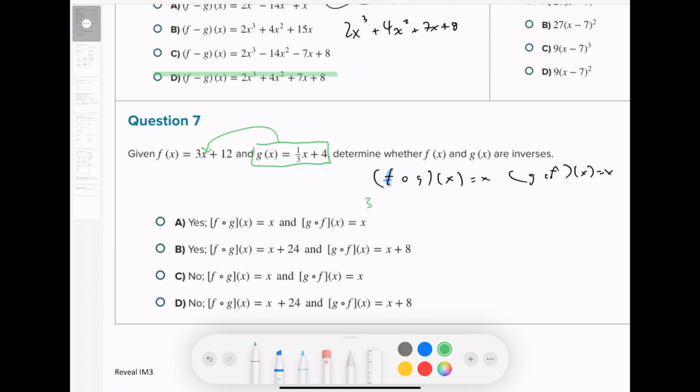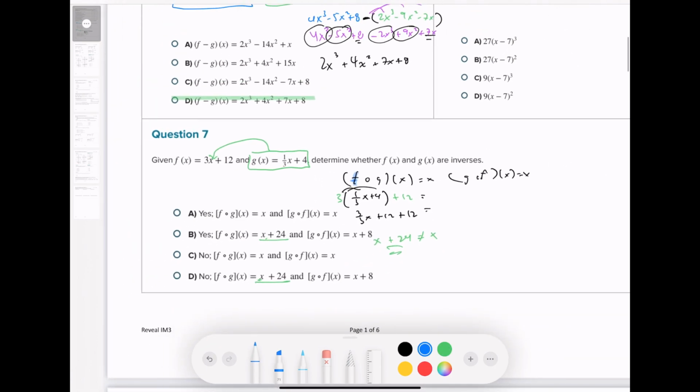So that's going to be 3 times 1/3 x plus 4 plus 12. Distribute the 3, that'll give you 3 over 3x plus 12 plus 12. And this will give you x plus 24 equals x, and so that's not equal. So I have that here and here.